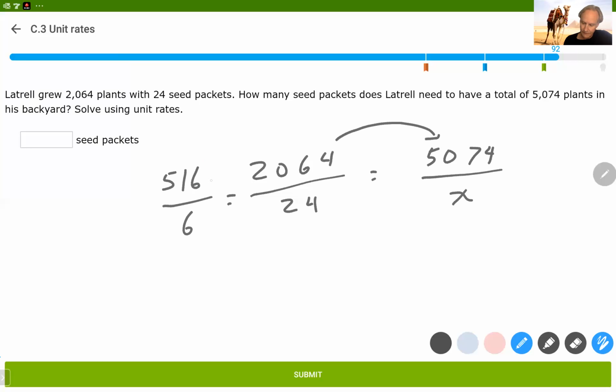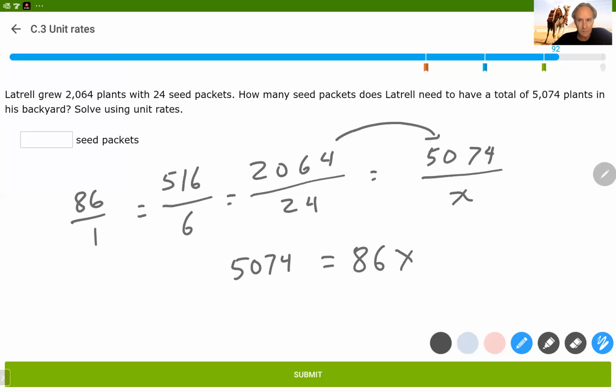If I multiply 516 by 1, by 10, and a bit more. No, that's nothing nice there. Let's see. Let's divide by 3 and divide by 3. It's like 6 goes in here. 6 goes in here. 86 times over 1. And now we just have to divide by 86 because we get 86x equals 5074.